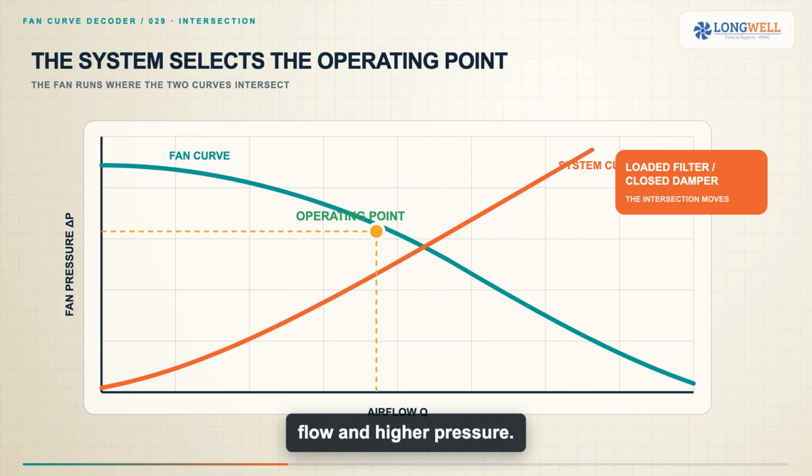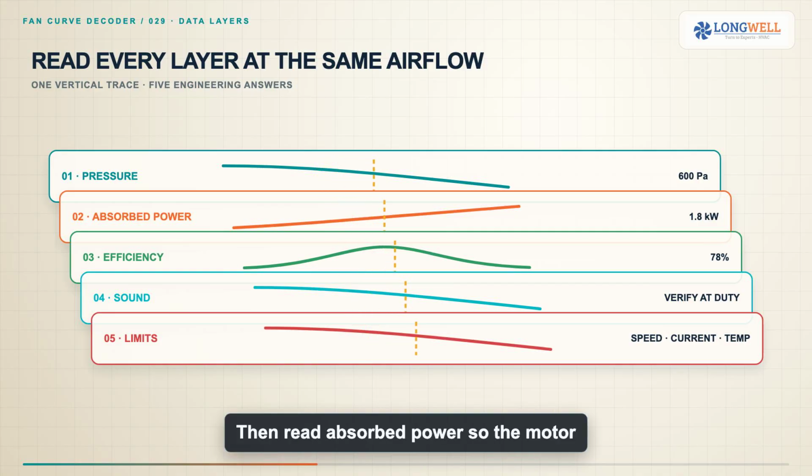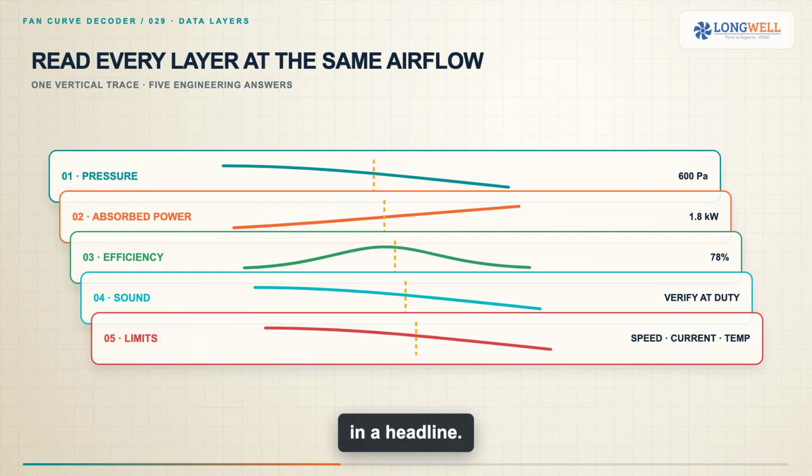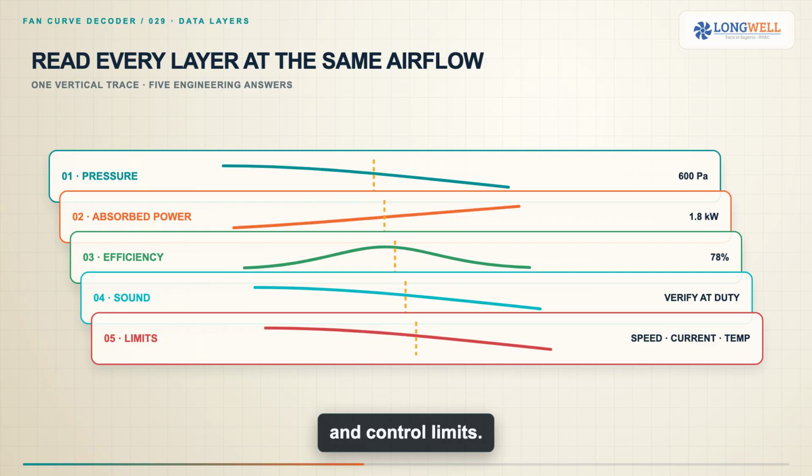At the operating airflow, read vertically through every layer of the data sheet. First, confirm pressure. Then read absorbed power so the motor and electrical supply have real margin. Check efficiency at that point, not only the peak efficiency printed in a headline. Check sound data at the same speed in duty. Finally, confirm speed, current, temperature, and control limits.